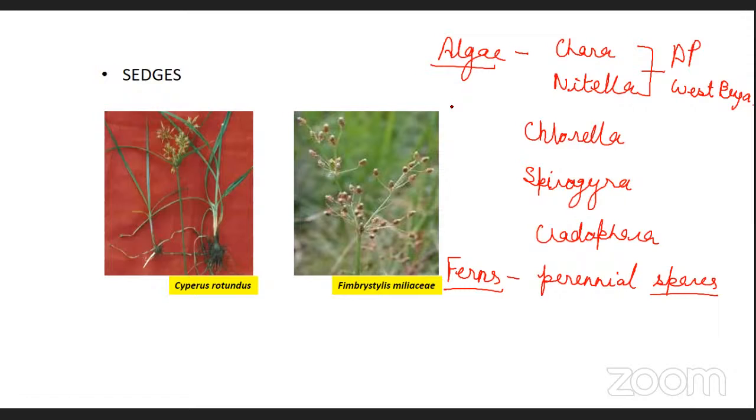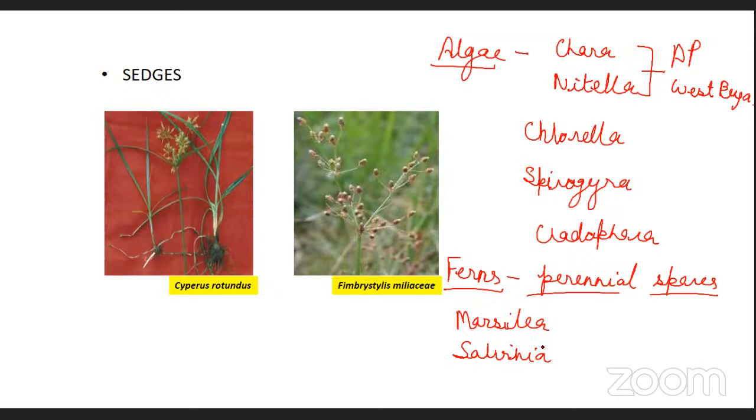The ferns are usually producing perennial spores. I have already told you that perennials are those which will occur for more than 2 years, and in this you are having the examples Marsilia and Salvinia.